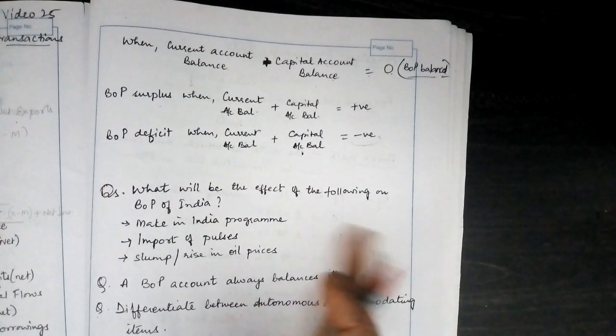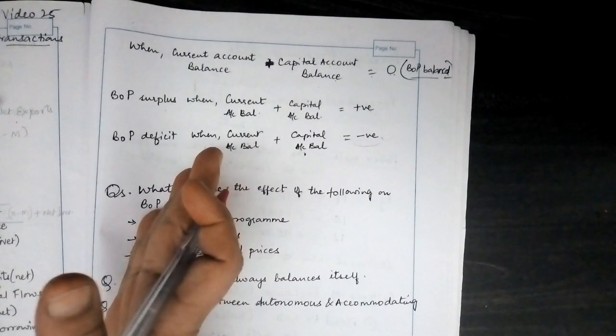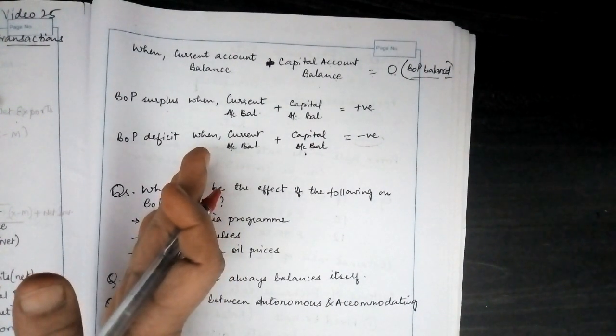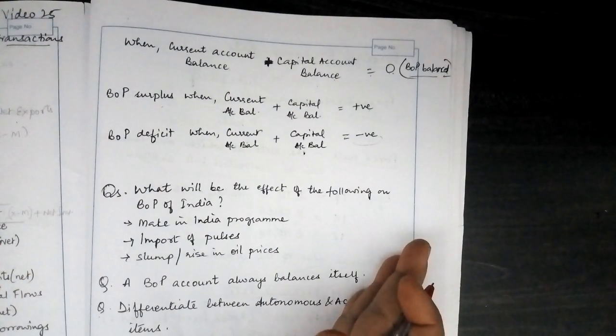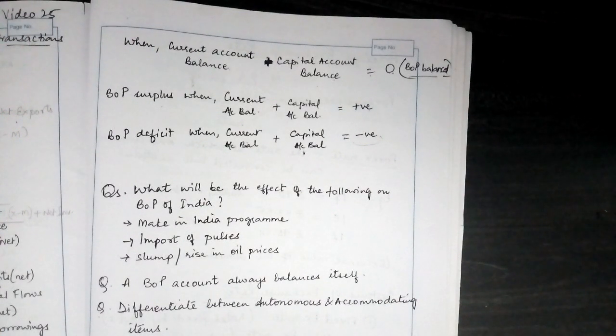And the last one is that autonomous items are called above the line items and accommodating items are classified as below the line items of the balance of payments. So with this we come to the end of the balance of payments chapter.